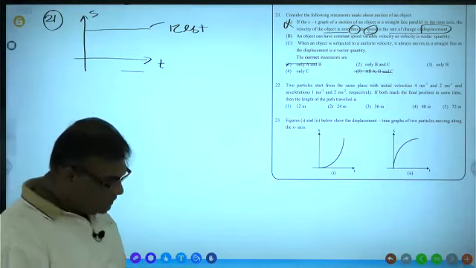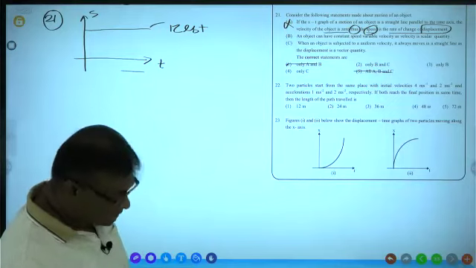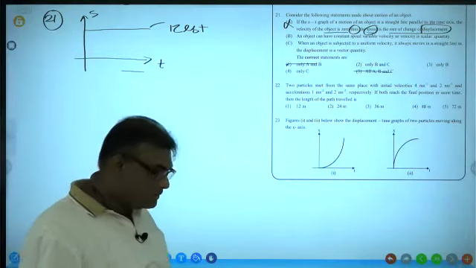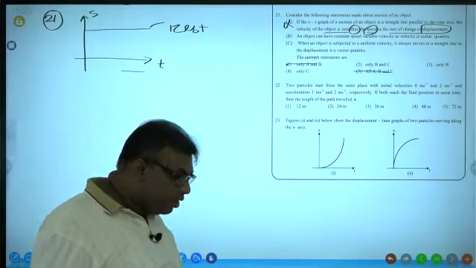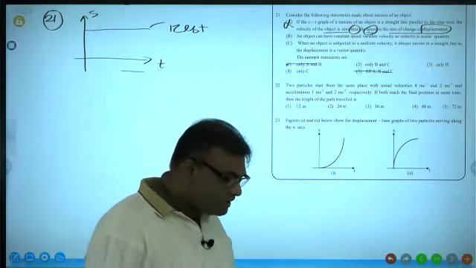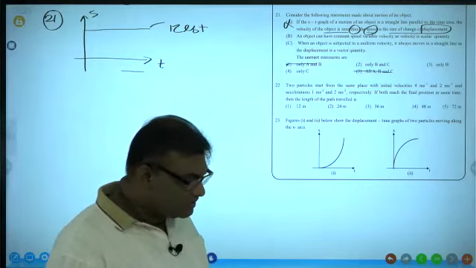B: An object can have constant speed but variable velocity, as velocity is a scalar quantity. Velocity is a vector quantity. Velocity is not a scalar quantity.